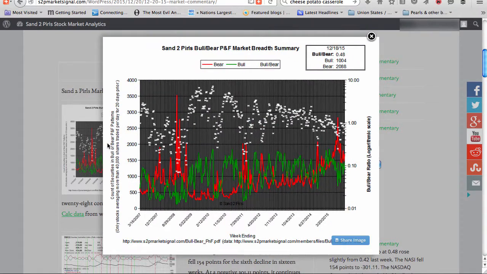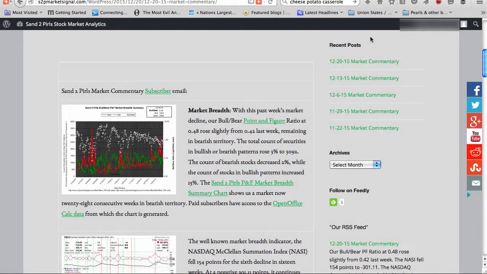Market breadth. With this past week's market decline, our bull-bear point and figure ratio at 0.48 rose slightly from 0.42 last week, remaining in bearish territory. The total count of securities in bullish or bearish patterns rose 3% to 3,092. The count of bearish stocks decreased 2%, while the count of stocks in bullish patterns increased 13%. The Santu Pirls P&F Market Breadth Summary Chart shows us a market, now 28 consecutive weeks, in bearish territory.